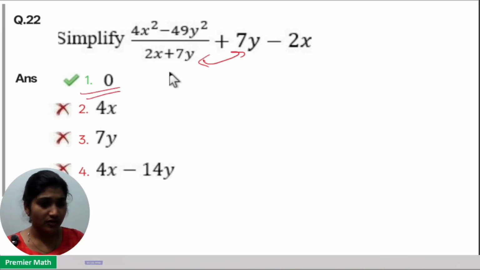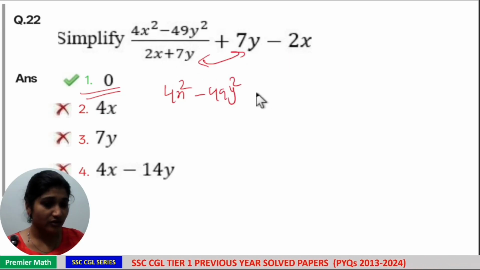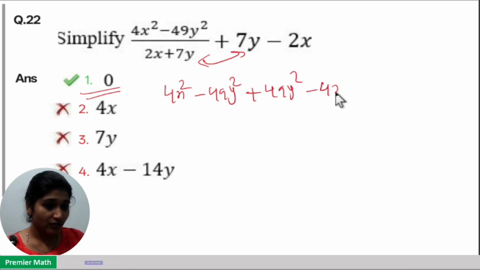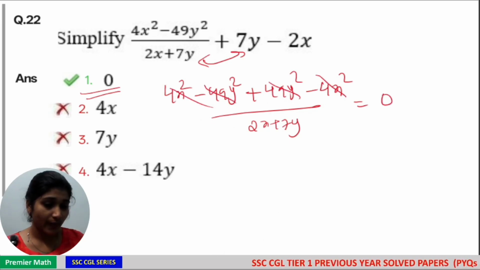This is too easy. Here you have 4x square minus 49y square, and if you cross multiply, this is like (a plus b) into (a minus b). So (7y) whole square minus (2x) whole square is equal to 49y square minus 4x square, divided by 2x plus 7y in the denominator. The numerator becomes 0. So your answer is 0.